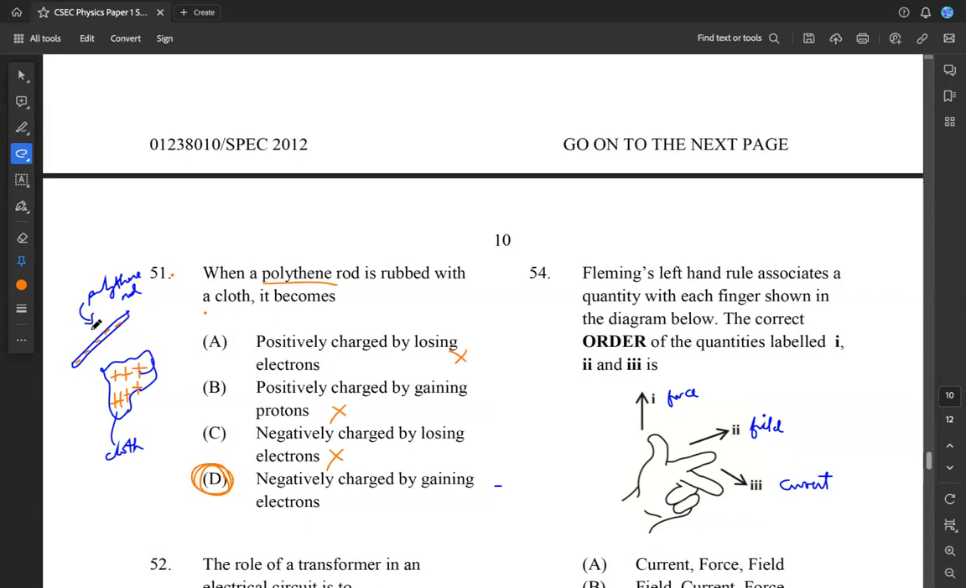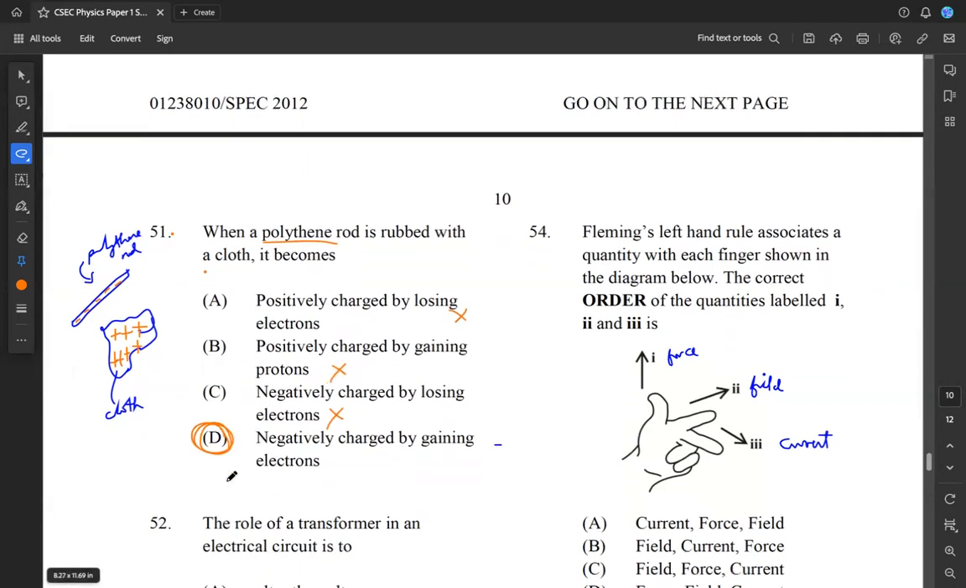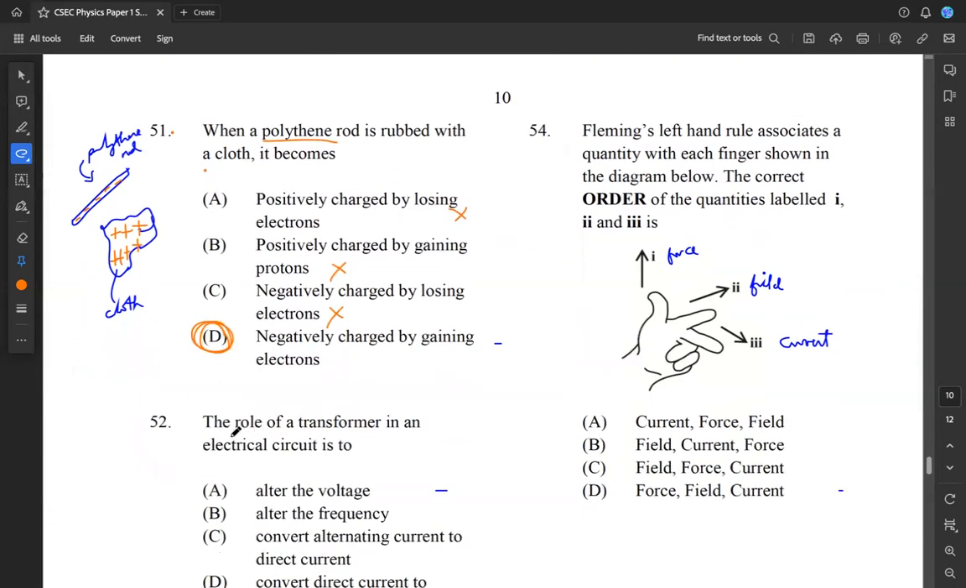That's just how charging by friction works. The cloth gives electrons to the polythene rod and ends up with a net positive charge, while the polythene rod that gained the electrons ends up negative. So 51 is D. Now 52 is asking about a transformer.